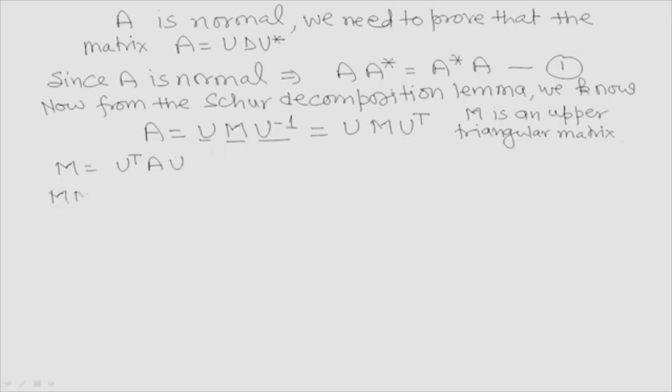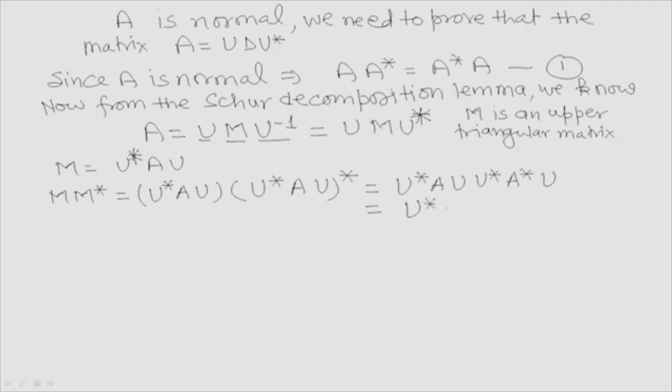Now, if I calculate M into M star, that is the conjugate transpose of M, it will become U star A U, and again it is star because we are talking about complex matrices, so I will write star here, into U star A U star. This comes out to be U star A U, that is the first matrix as such, and the second matrix will become U star A star U. Since U is a unitary matrix, U into U star will become identity. So it will be U star A into A star into U.